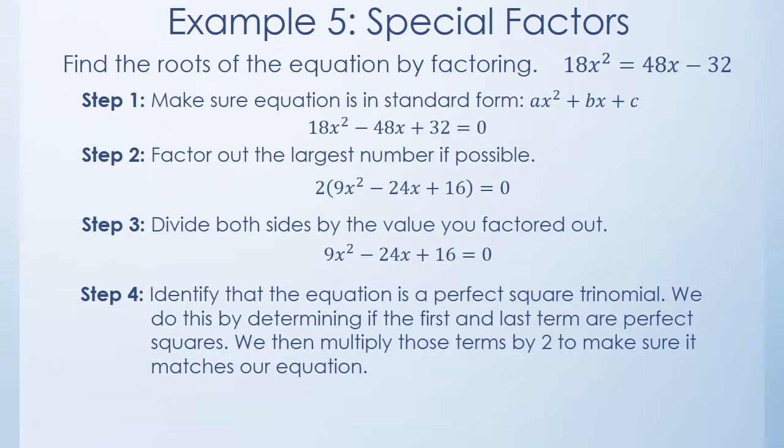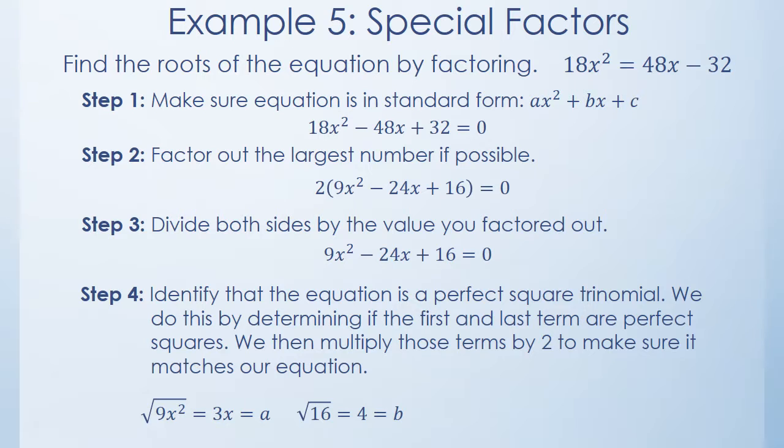Okay, we can do this by determining if the first and last terms are perfect squares. Then you multiply those terms together and then multiply it by 2. Make sure it matches the equation. Okay, so my first term, 9x squared, is it a perfect square? Can I take the square root of 9x squared? Well, yeah, I get 3x. Look at my last term, it's 16. Is it a perfect square? Square root of 16 is 4.